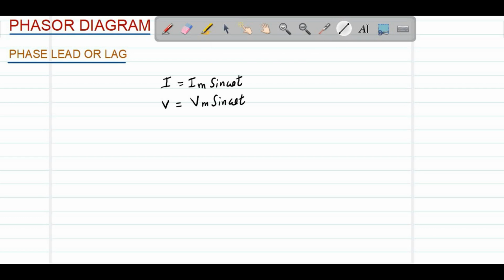All of you listen. Suppose I am taking x-axis and y-axis like this. This is the positive x-axis. This is positive y-axis. Now in this equation, I equal to Im into sin omega t, the peak value of current Im, I am taking as a phasor, a vector. Suppose this represents the peak value of current Im.